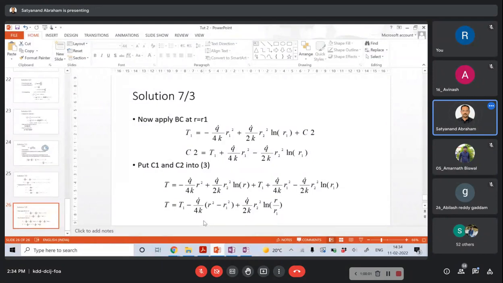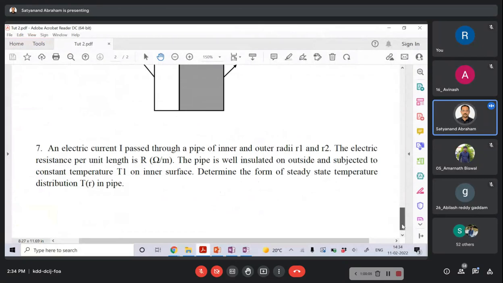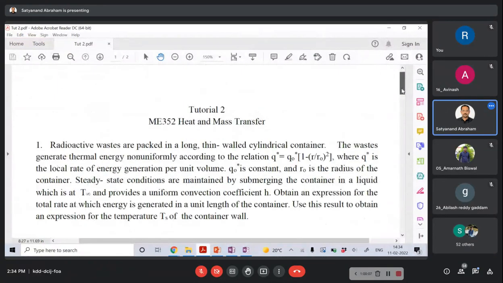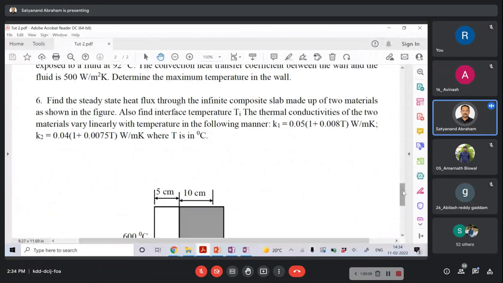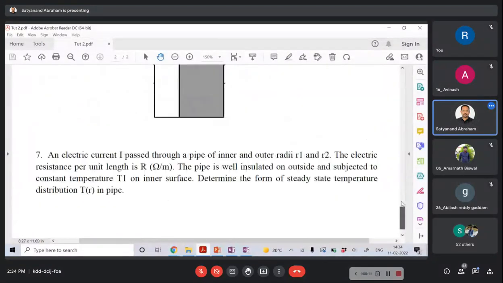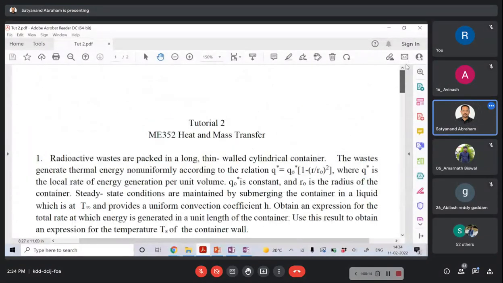So these are some nice questions I could find from the heat generation as well as the cylinder system point of view.